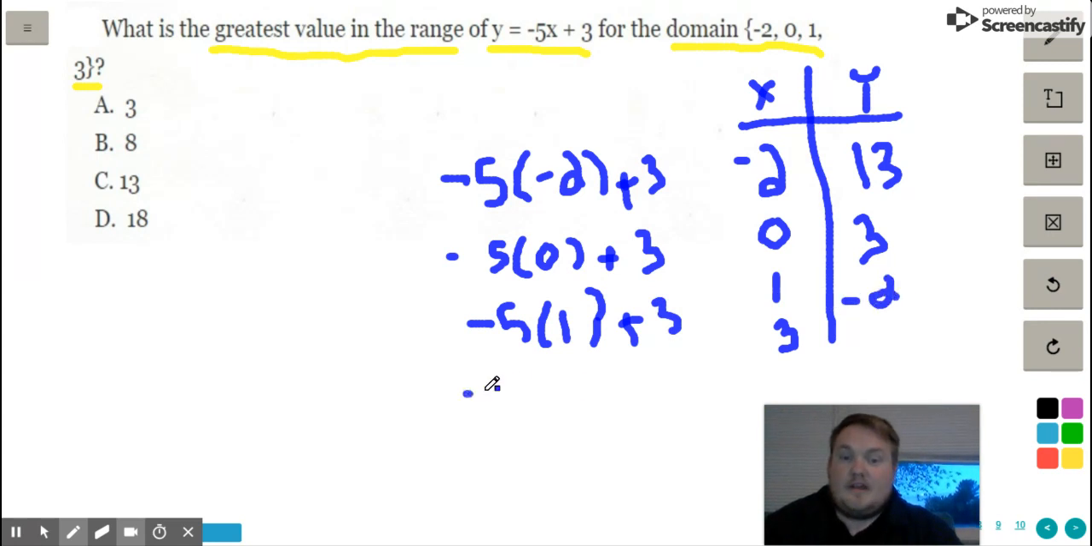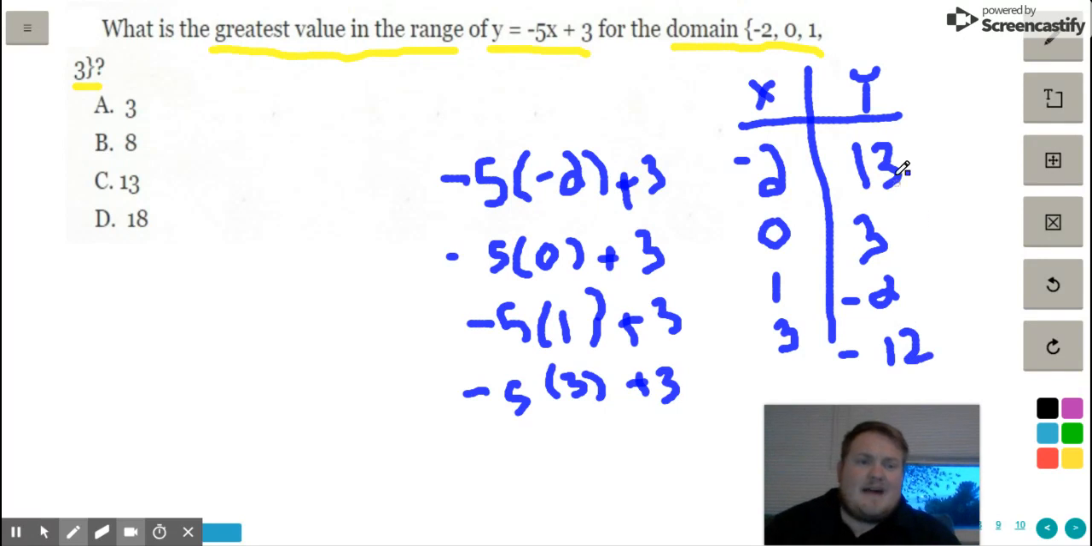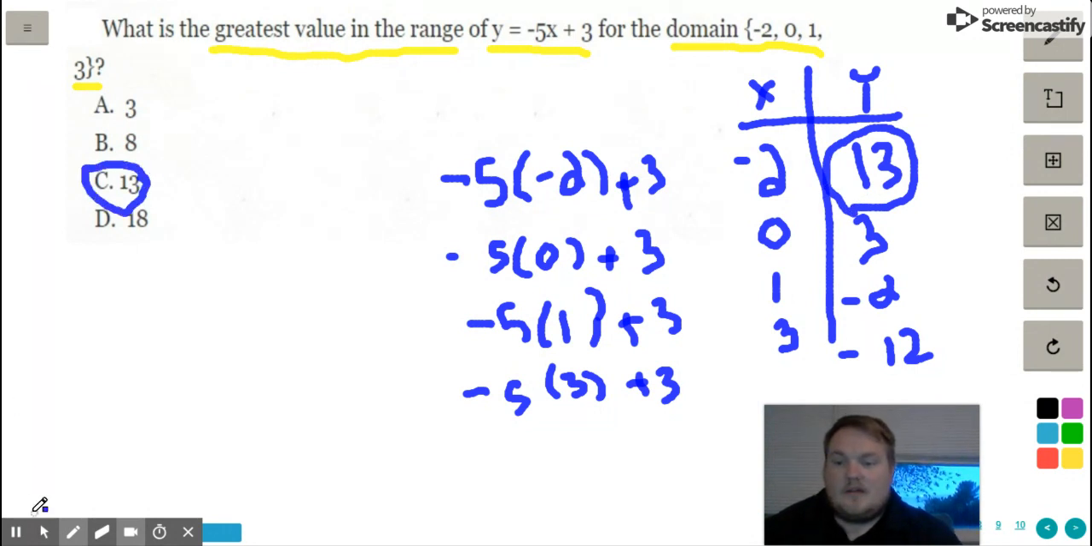If I put a 3 in, negative 5 times 3 is negative 15. And I add 3 to that, and I get negative 12. So the greatest value here between all of these numbers is the 13. That's our biggest number, our greatest number. And so C is what we're going to be looking for here.